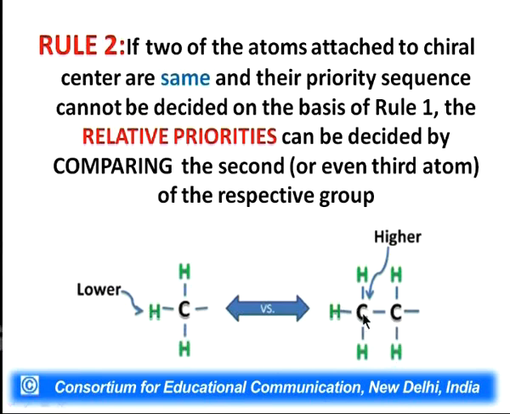So now let us go to the third atom. If I talk of ethyl here, this is carbon whose atomic number is 6, whereas if I talk of methyl, its atomic number, sorry, of hydrogen, its atomic number is 1. So we will give higher priority to ethyl over the methyl, right? So this is when we have the same groups and we cannot decide the priority on the basis of the first carbon. That is, if the two atoms attached to the chiral center are the same, and the priority sequence cannot be decided on the basis of rule number 1, then the relative priorities can be decided by comparing the second or even the third or the fourth atom of the respective group.